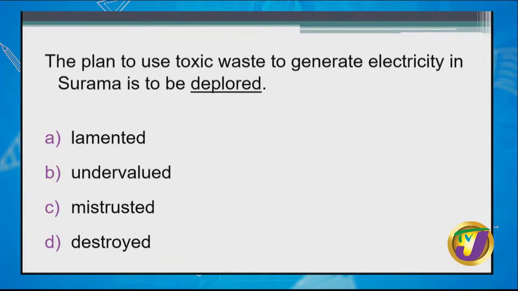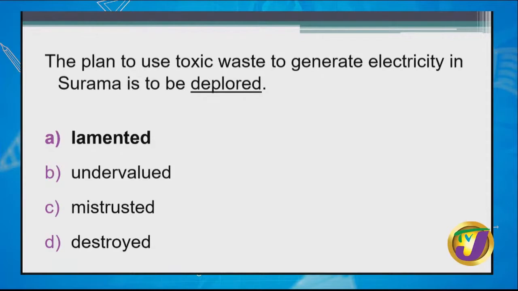So your options now: lamented, undervalued, mistrusted, destroyed. When you deplore something, what do you do? This is a plan to use toxic waste to generate electricity. Might be a good plan, might not be a good plan. And because it is deplored, it is also lamented. So the plan is lamented because think about the situation you're given. Toxic waste is not something good. So you're going to deplore the plan, you're going to lament the plan. It's something bad. So it's something that you are going to have negative feelings towards.